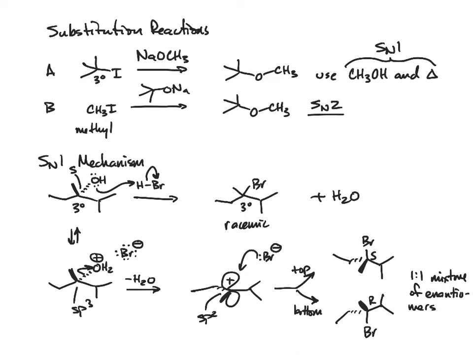So a one-to-one mixture of enantiomers is a racemate. So if you took the optical rotation of that racemate, what should it be? It should be zero.